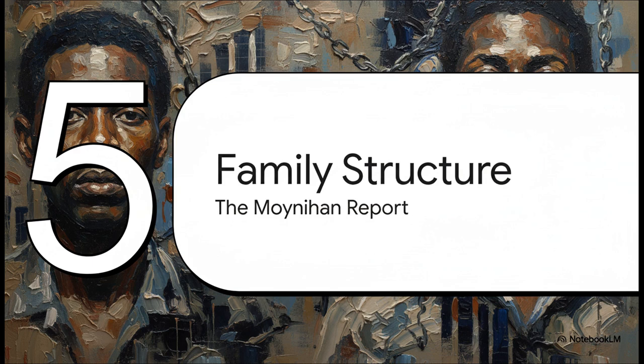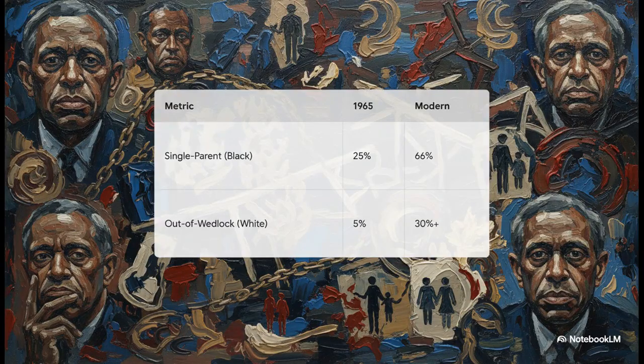All right, shifting gears to sociology. Section 5, Family Structure Shifts, the Moynihan Report. So, moving from economics over to sociology, the interview dives into the highly sensitive topic of changing family structures, specifically referencing the famous 1965 Moynihan Report. Daniel Patrick Moynihan famously warned that the rising rate of single-parent households was going to completely undercut the legal victories of the civil rights movement.